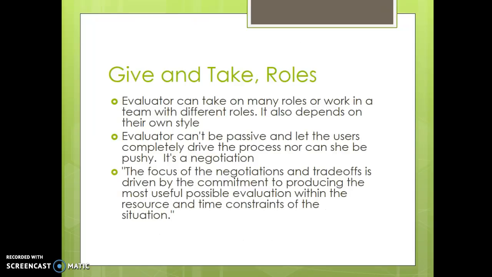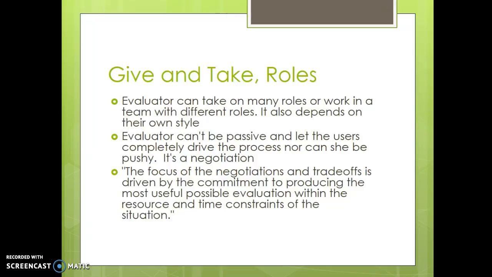All right, so you have to have give and take and know the roles. An evaluator can take on many roles. And they work on a team. Patton talked a lot about working on a team as being a better model than one single evaluator by themselves, because then you get the strengths of all the different people on the team.